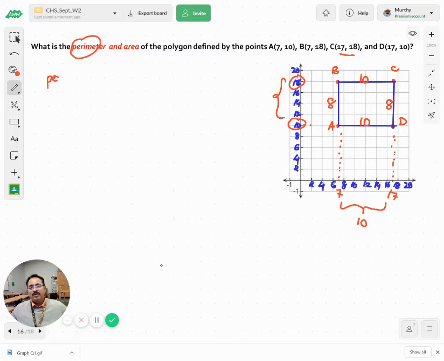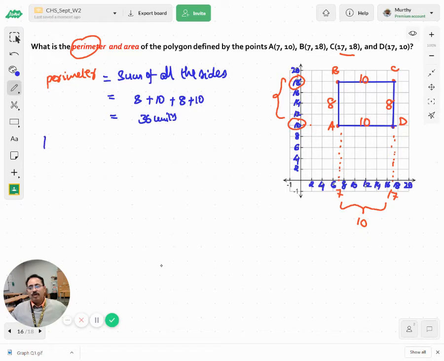So, perimeter of a rectangle can be done in 2 ways. Either you can take the sum of all the sides, which is 8 plus 10 plus 8 plus 10. So it is 36 units.